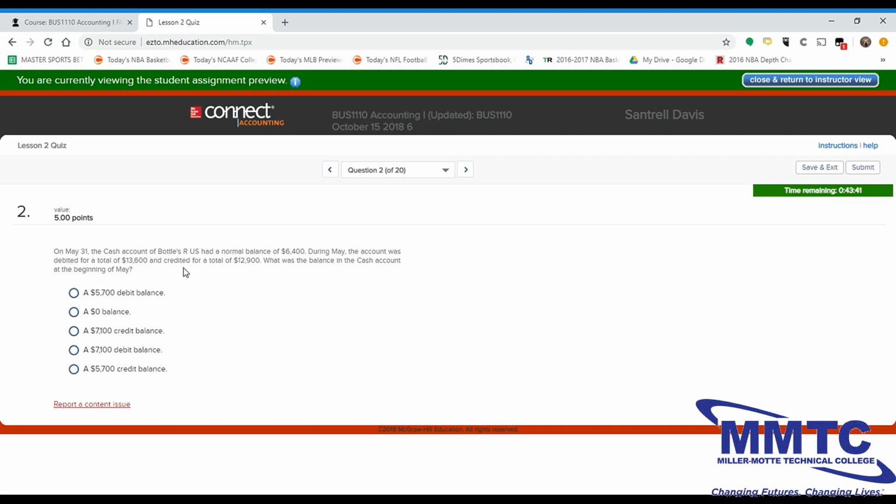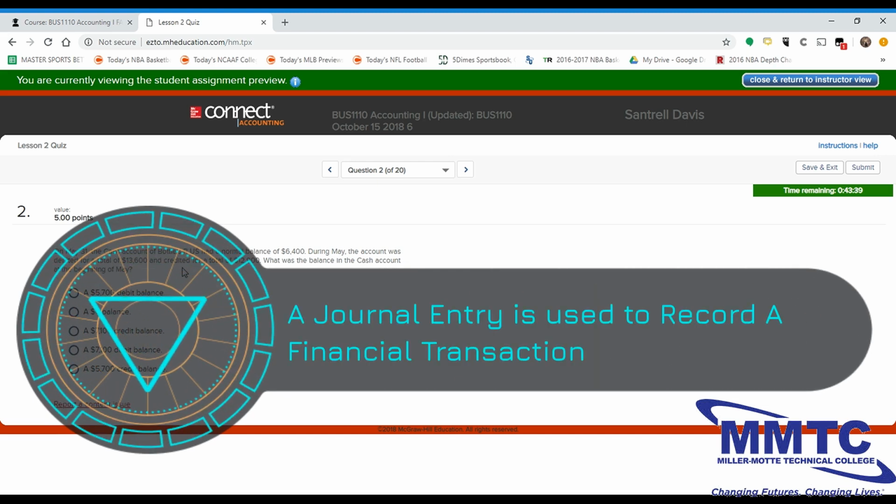700. So we had $700 to debit the cash account during that month, a net of $700 in the cash account. The ending balance was 6,400. Now, would we add it or subtract it? We want to go backwards, right? So 6,400 minus 700.